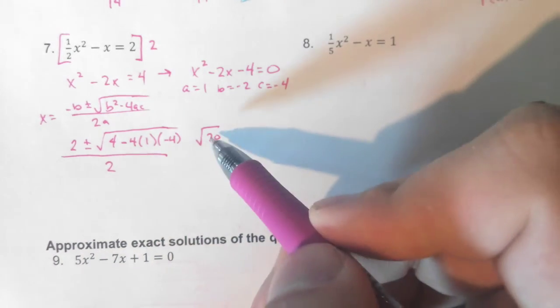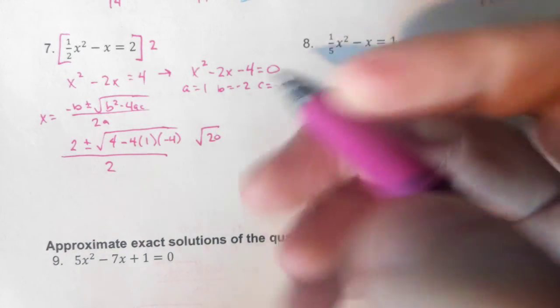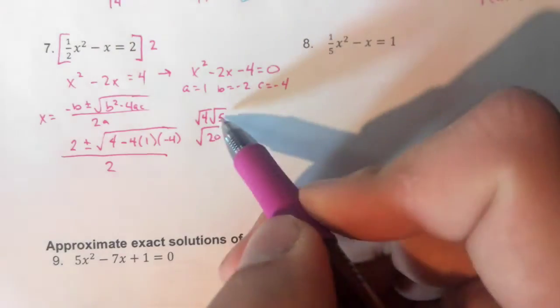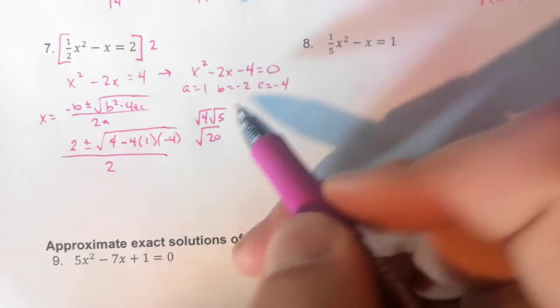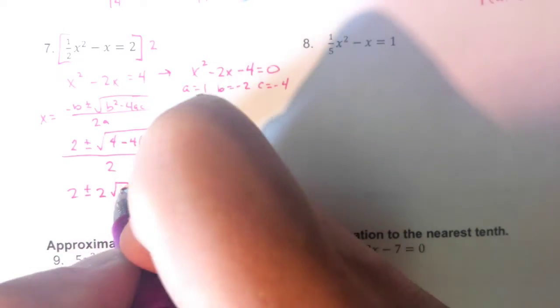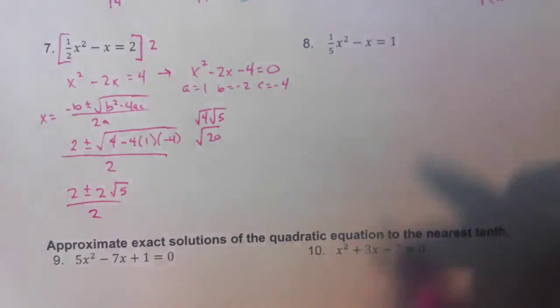And then again, think of that. What perfect square divides 20? 4. 4 times 5 is 20. So that square root of 20 simplifies to 2 square roots of 5. So we have 2 plus or minus 2 square roots of 5 all over 2.